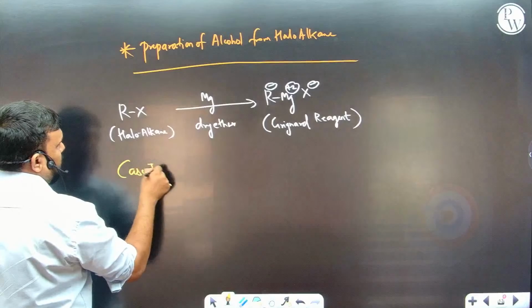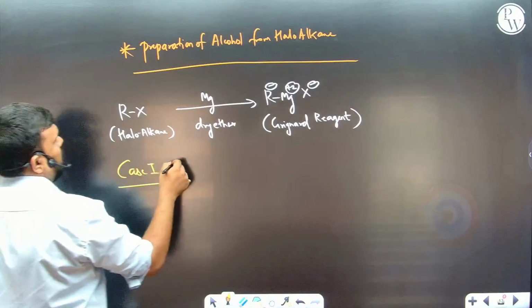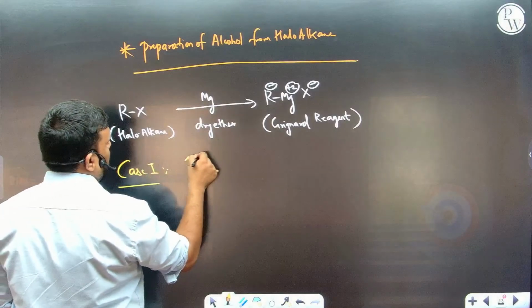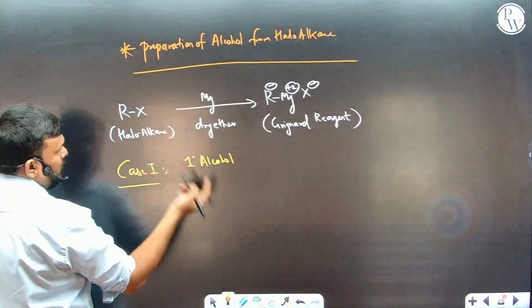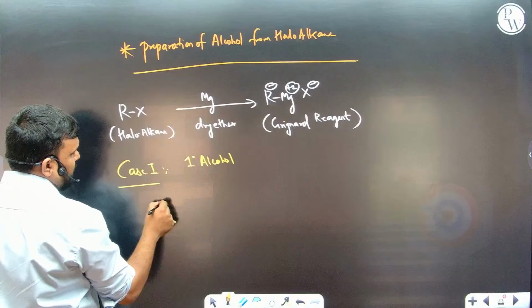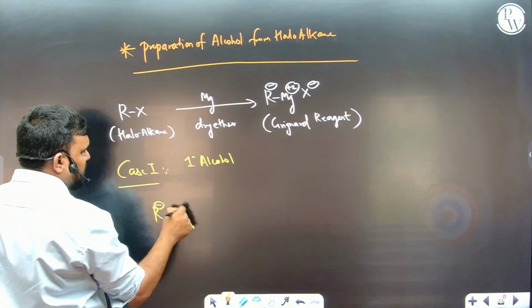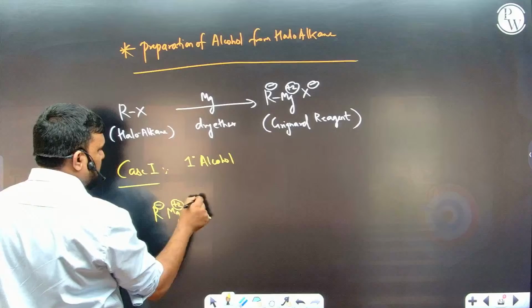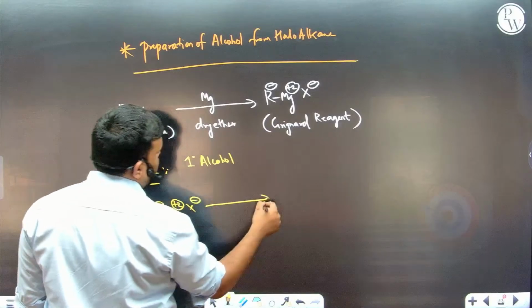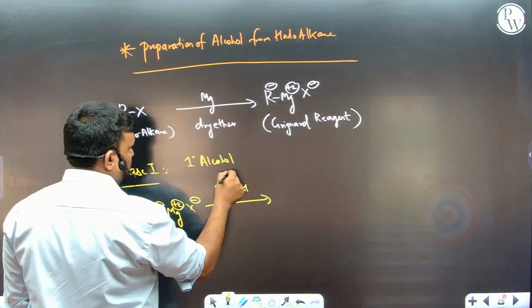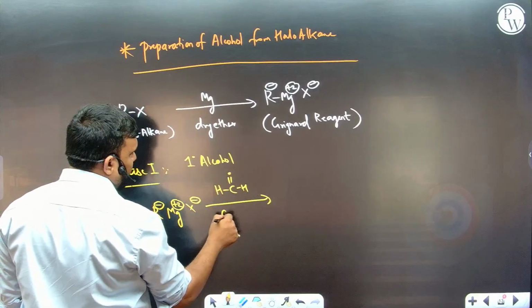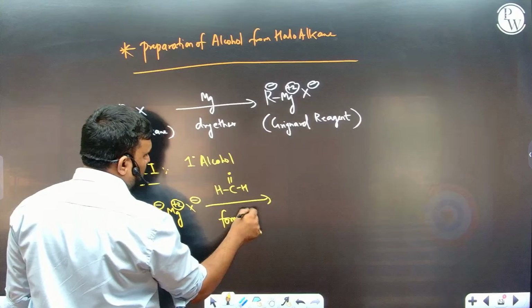Let us have the preparation of 1 degree alcohol. So what are we going to carry out? We have this Grignard reagent, R-Mg+2X-. First of all, we will react it with HCHO, formaldehyde, the smallest aldehyde.